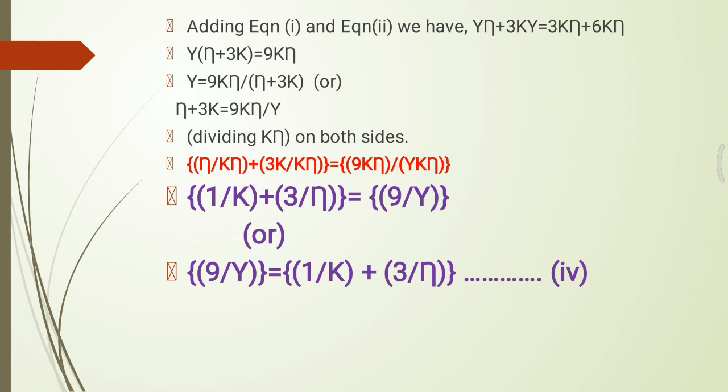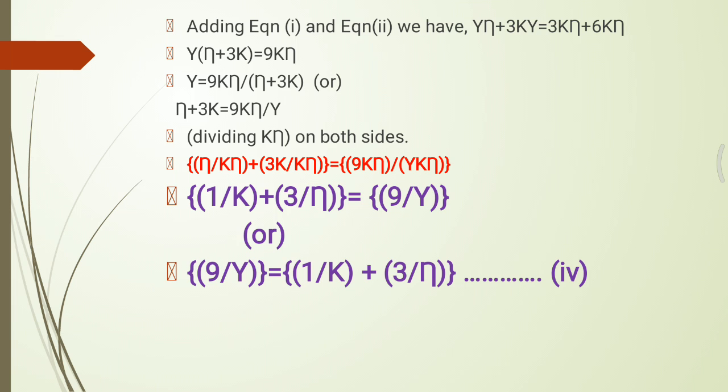Now adding these two equations, we have yn plus 3ky is equal to 3kn plus 6kn. That is equal to y times, if I take y common, y times n plus 3k is equal to 9kn, or y is equal to 9kn by n plus 3k. 9kn whole divided by n plus 3k. This is the relation for bulk modulus, rigidity modulus and Young's modulus.